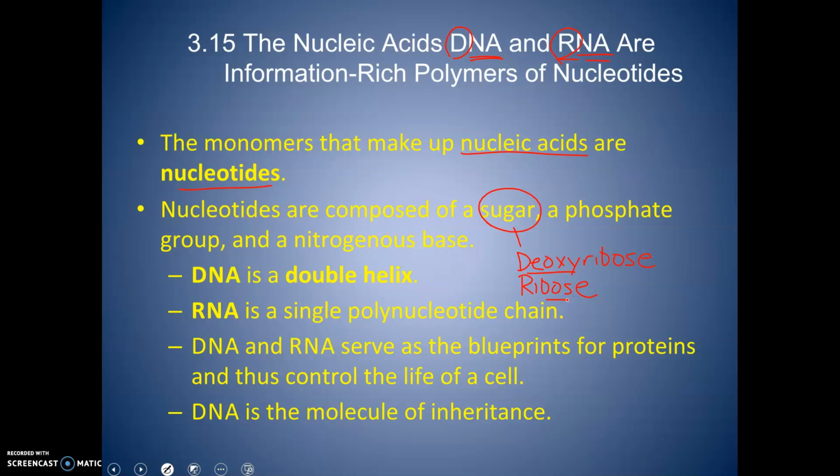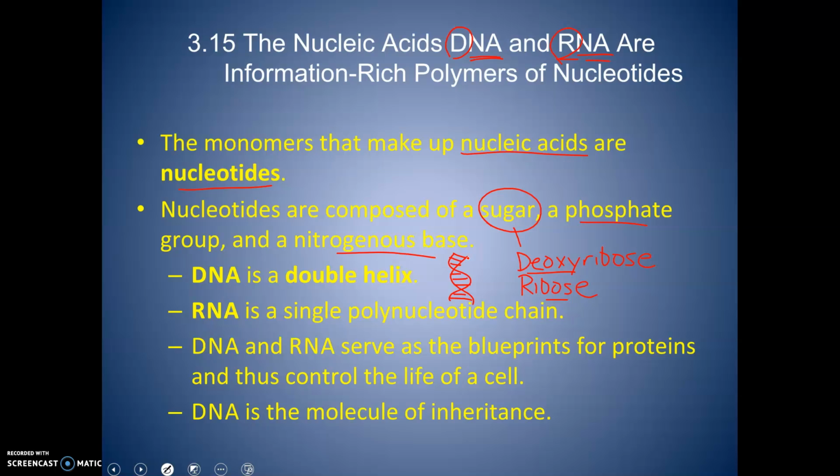The second part of every nucleotide, every building block, is something called a phosphate group. I should have a picture of this coming up. And then the last part is something called a nitrogen base. Now their shapes are slightly different. DNA is a double helix, so it looks something like this. You've probably seen that before. RNA is not. It's a single chain. It actually is not a double helix in shape.